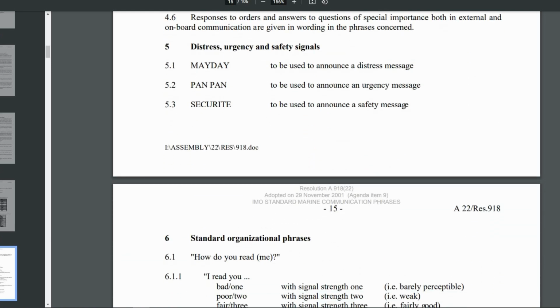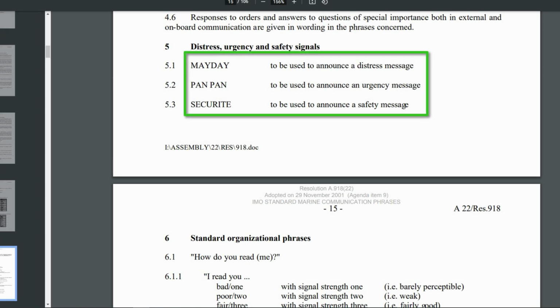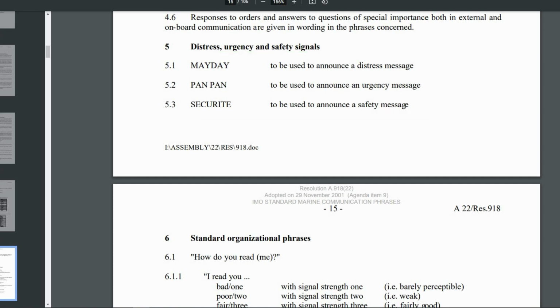4.6 Responses to orders and answers to questions of special importance, both in external and onboard communication, are given in wording in the phrases concerned. 5. Distress, urgency, and safety signals. 5.1 Mayday, to be used to announce a distress message. 5.2 Pan-pan, to be used to announce an urgency message. 5.3 Securité, to be used to announce a safety message.